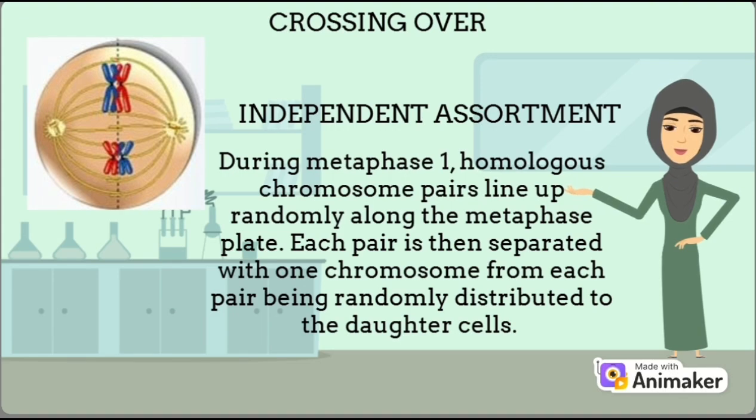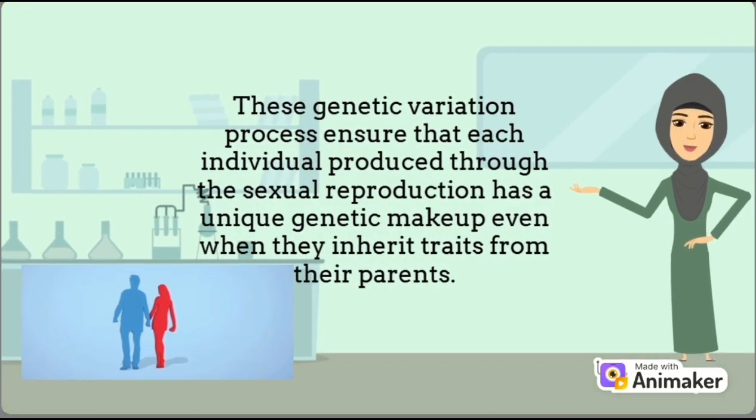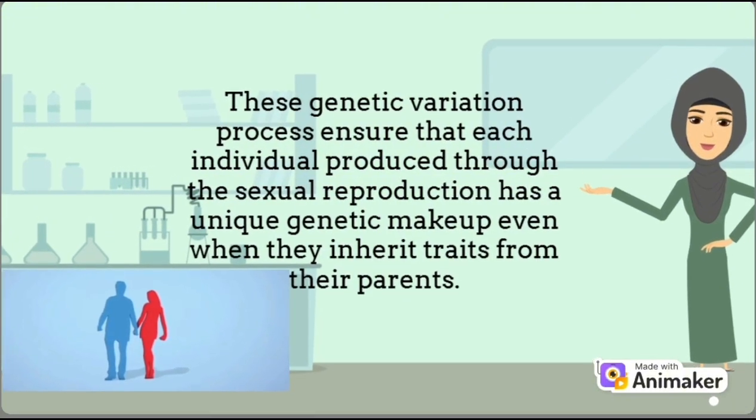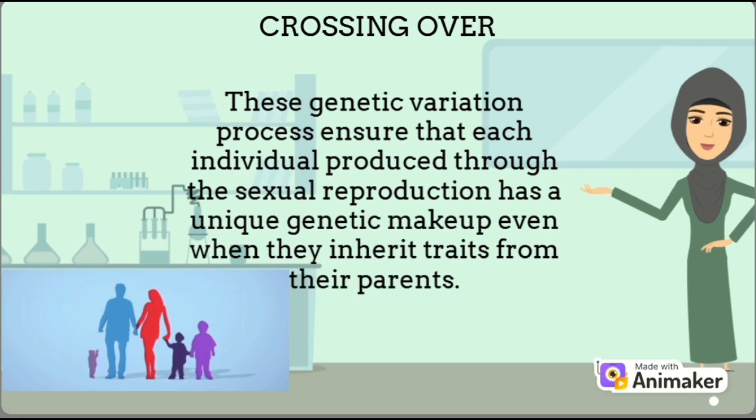During metaphase 1, homologous chromosome pairs line up randomly along the metaphase plate. Each pair is then separated, with one chromosome from each pair being randomly distributed to the daughter cells. This genetic variation process ensures that each individual produced through sexual reproduction has a unique genetic makeup, even when they inherit traits from their parents.